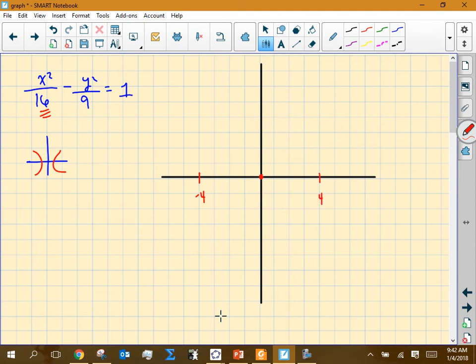All right. So what is nice about that is that we have now figured out where the vertex, essentially, of those branches of the hyperbola come down and touch, or cross, the x-axis. All right.